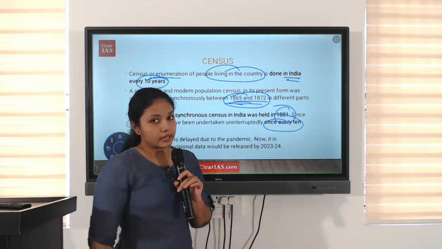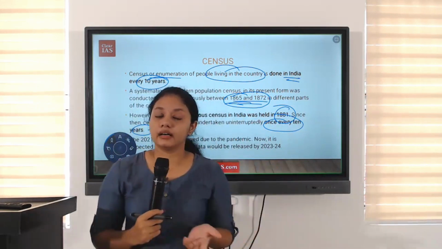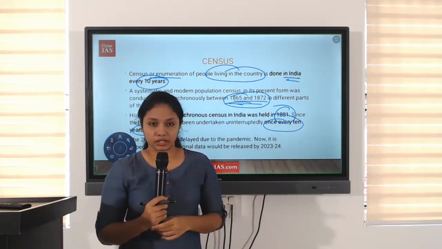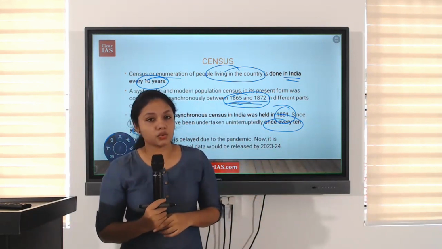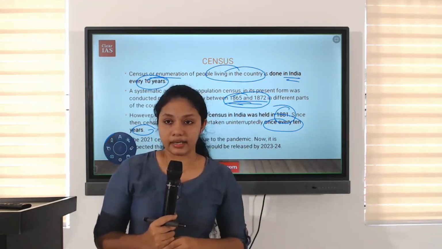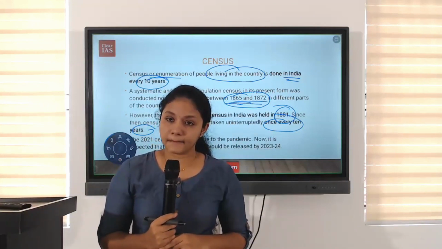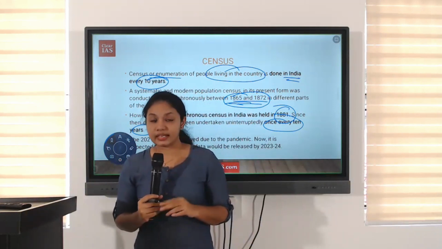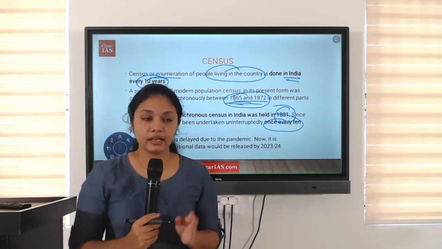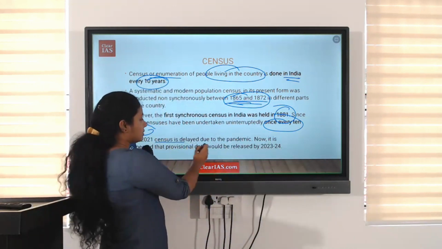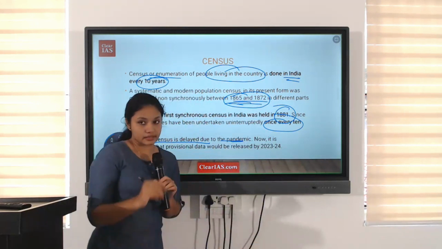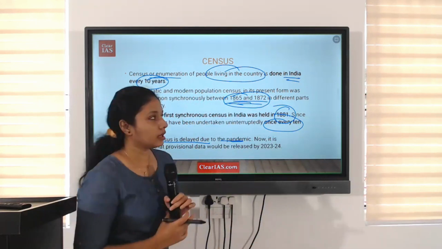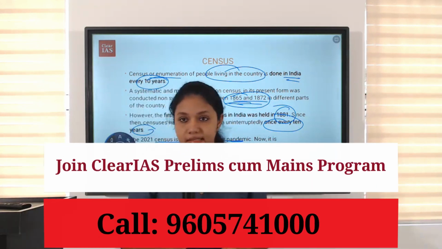Okay. But we can see that during the last, I think, 2 classes, we have studied about the delimitation commission, right? In that also, we are using the census of 2001, right? Why? Because COVID, the 2021 census data is not available. That is why we are using the 2011 census, right? So the 2021 census is delayed due to the pandemic, and its results are expected to be released by 23-24. Clear? Okay, this is about the census mainly.